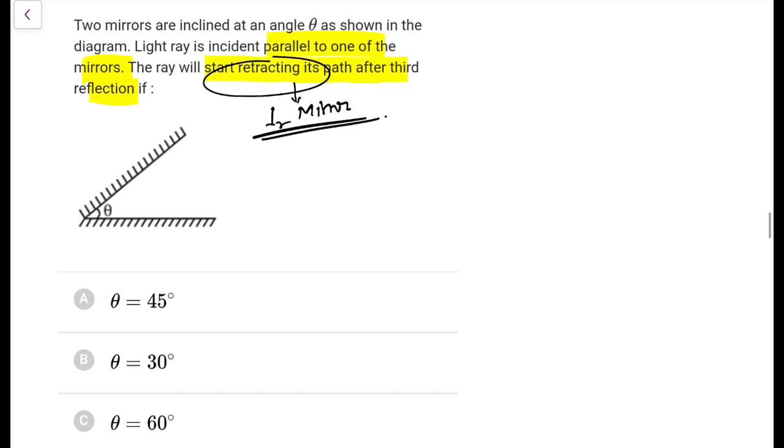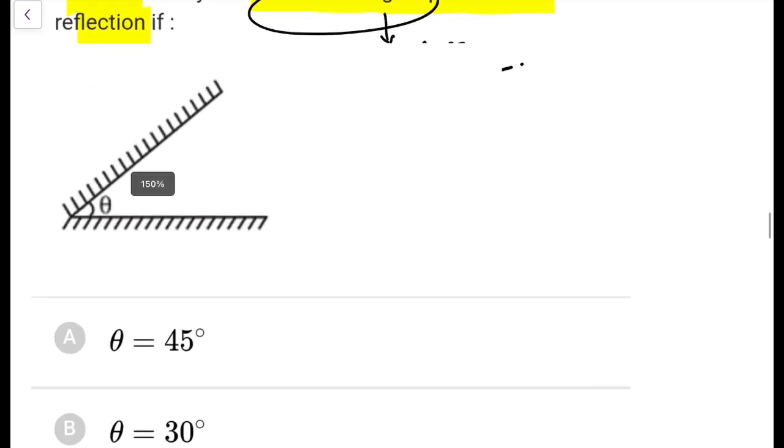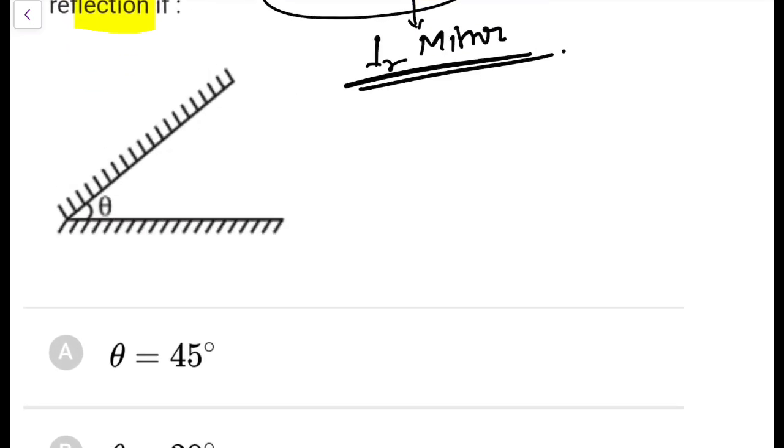So if I draw this diagram, let me start. Let's start with the last one. It should fall perpendicular. So the third reflection would be something like this, the ray should go like this. So this will retrace its path. And let's say this would be the second one, and in the first one it is parallel to one of the mirrors.